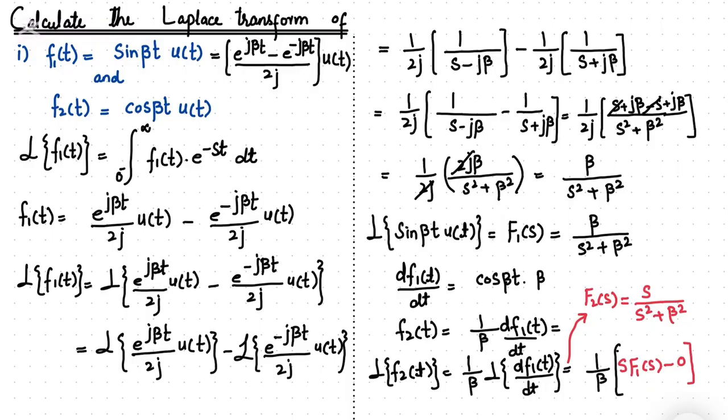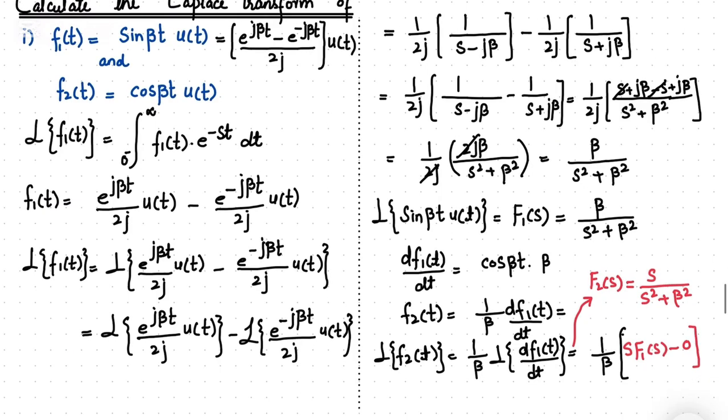This result needs to be remembered: the Laplace transform of sine of beta t is beta over s square plus beta square, whereas the Laplace transform of cos of beta t into u of t is s over s square plus beta square.